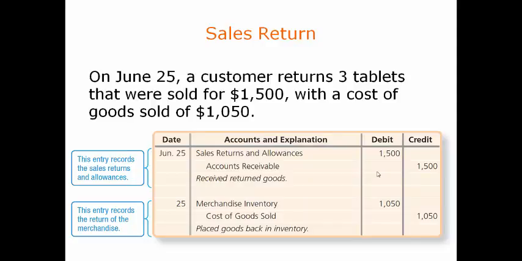Sales returns and allowances, the customer sent $1,500 back, and so they owe us $1,500. But when we do that, what we also need to do is put those products back in inventory at their cost. So it looks like they sent us back 3 tablets, and the cost is 3 times 350, or 1,050, and the revenue change is 3 times 500, or $1,500.